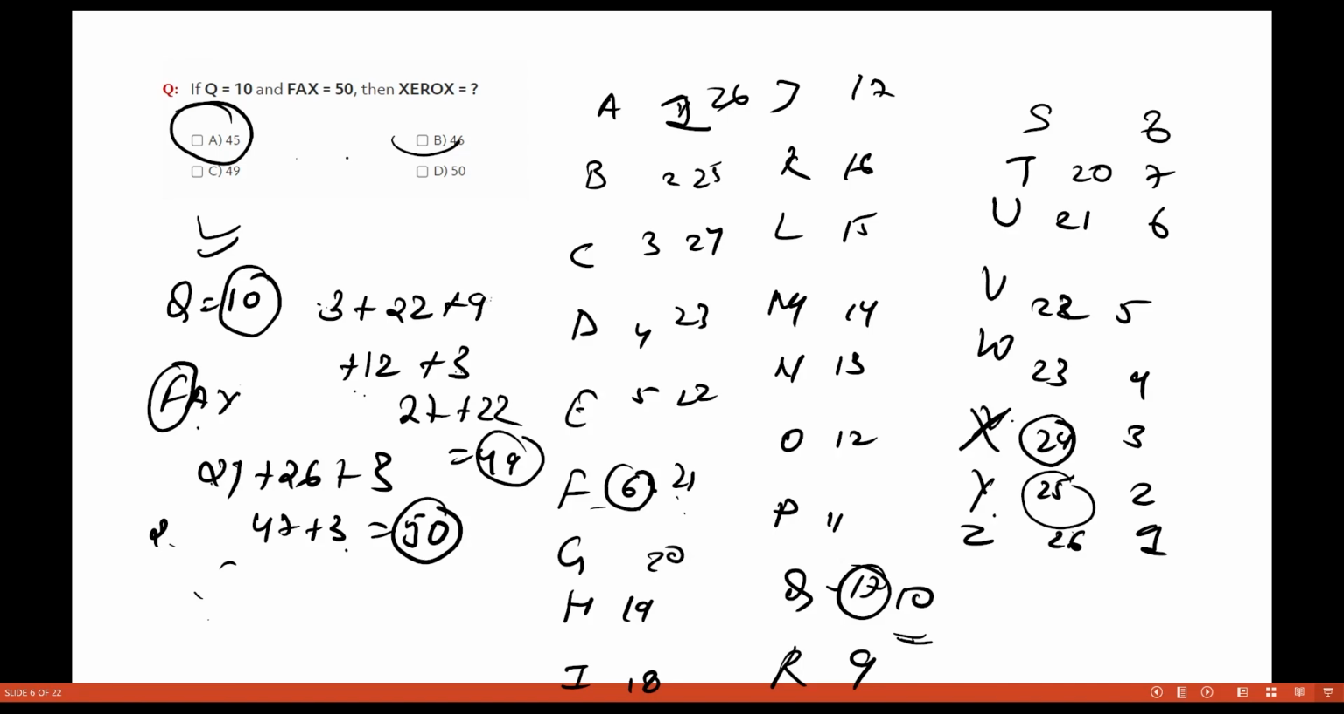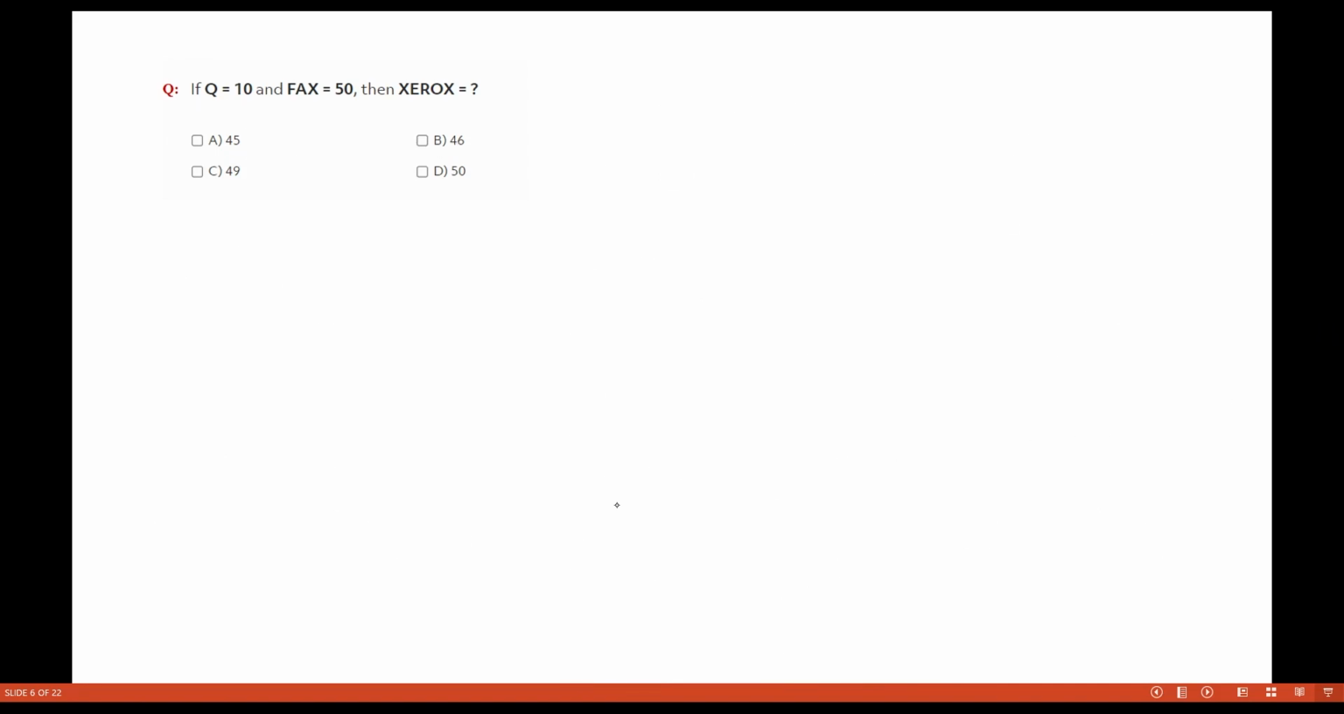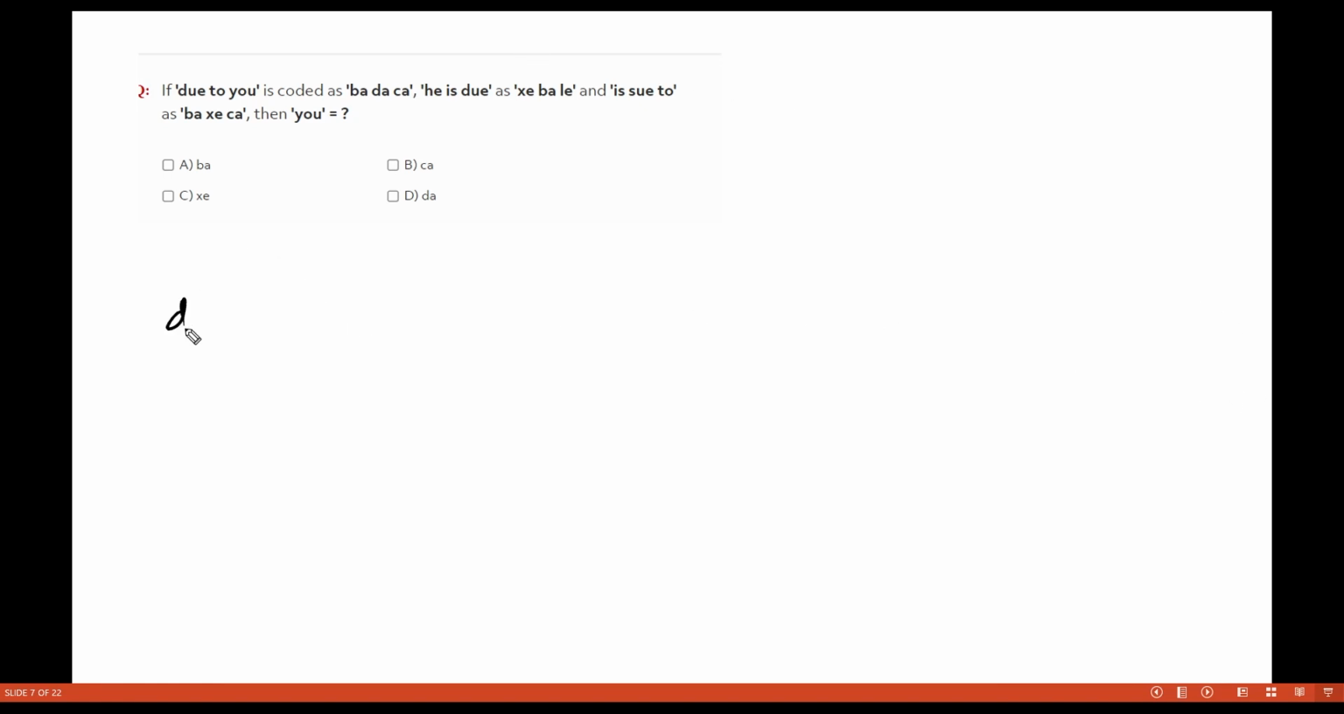So I hope you are clear with this. We saw the logic was not making sense, so what we tried to do was number the alphabets in reverse order: Z, Y, X, numbering 1, 2, 3, 4, 5, 6, 7, 8, 9, 10, 11, 12, 13, 14, and so on. So for Xerox we get 3 plus 22 plus 9 plus 12 plus 3, which is 49. This is how we do it. These are the kinds of questions often asked in UPSC. This is the easiest part of UPSC.